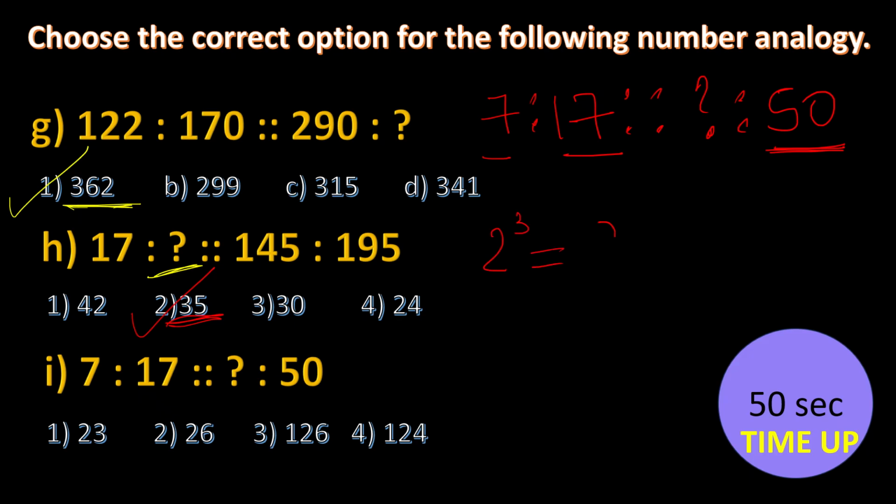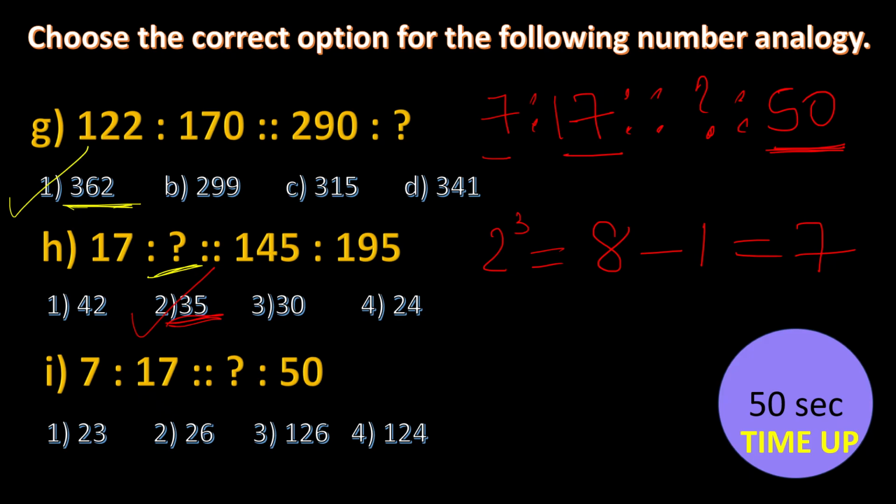What is 2 cube? What is 2 cube, students? 2 cube is 8. 8 minus 1 gives 7. Correct? Next, which is it? Now if I do 3 cube, it will come 27. Correct? So how will 17 come? If I do 4 square, 4 square will be 16. 16 plus 1, if I do, I'll get 17.